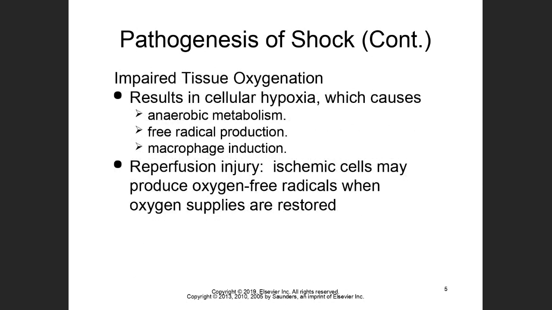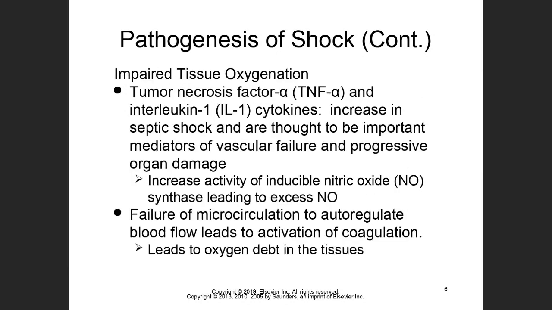Impaired tissue oxygenation results in cellular hypoxia, which causes anaerobic metabolism, free radical production, and macrophage induction. Reperfusion injury is one of the complications that can produce oxygen free radicals, okay, because the oxygen produces free radicals, and that can produce some complication in the patient, okay?